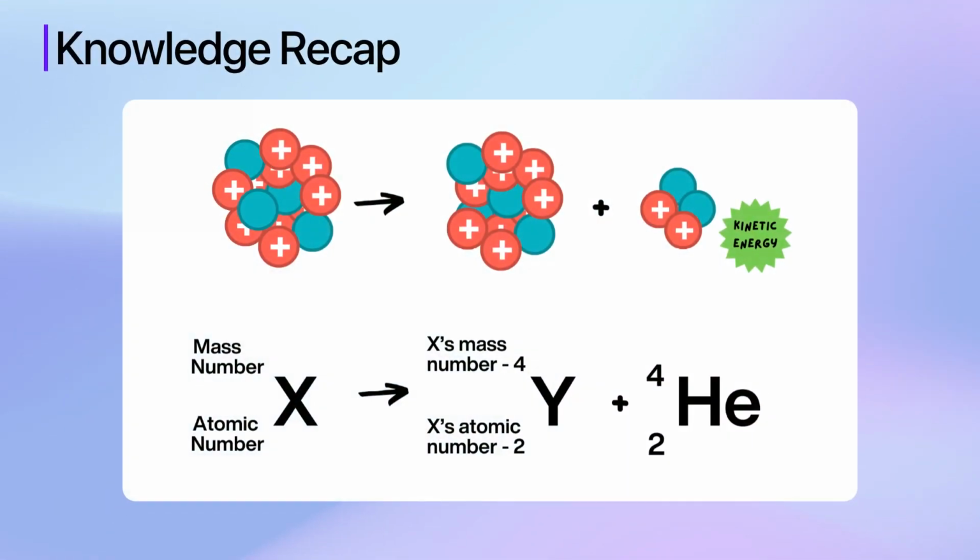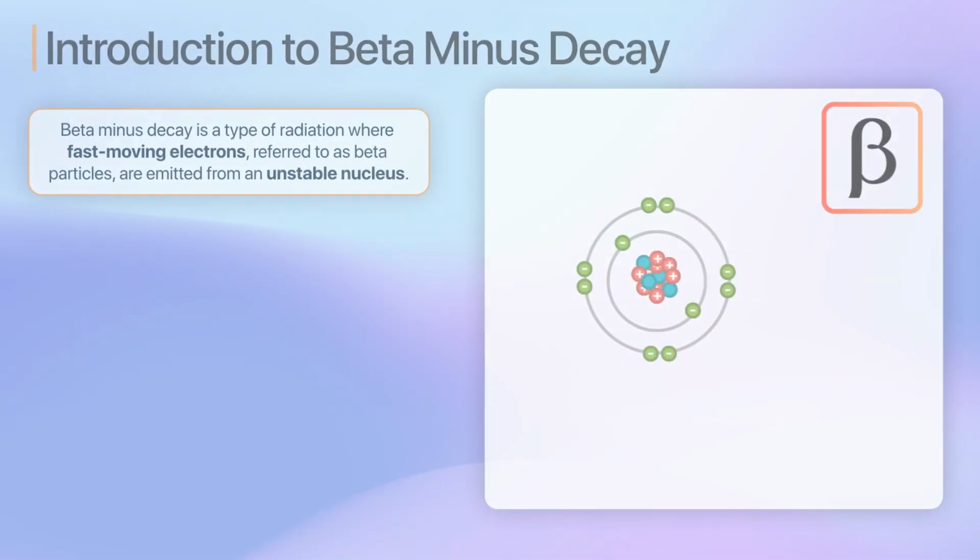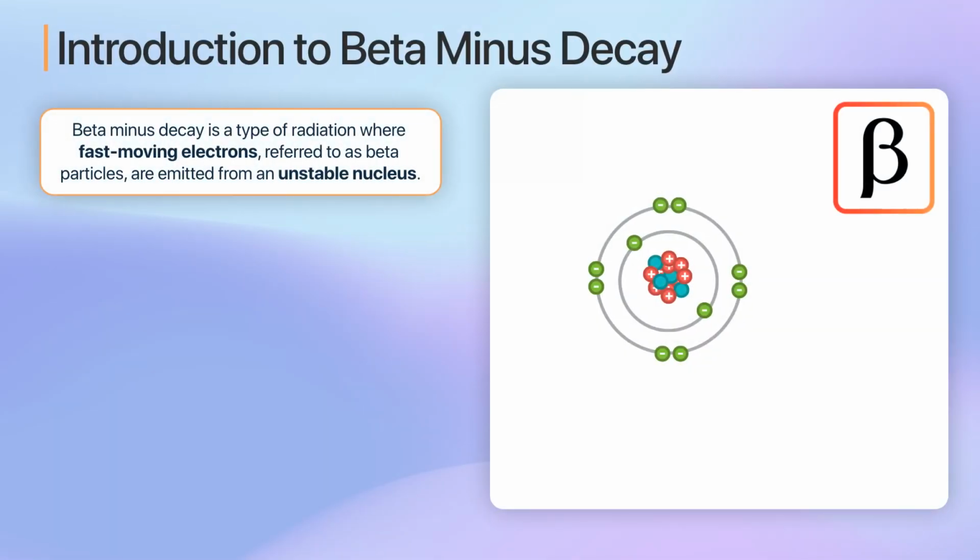So far we have explored the basic atomic model and the fundamental nature of radioactive decay. With this background, we can now delve deeper into beta minus decay. This lesson will broaden our understanding of nuclear processes, illustrating another way in which unstable nuclei achieve stability and transform into different elements. Beta minus decay is a type of radiation where fast-moving electrons, referred to as beta particles, are emitted from an unstable nucleus.